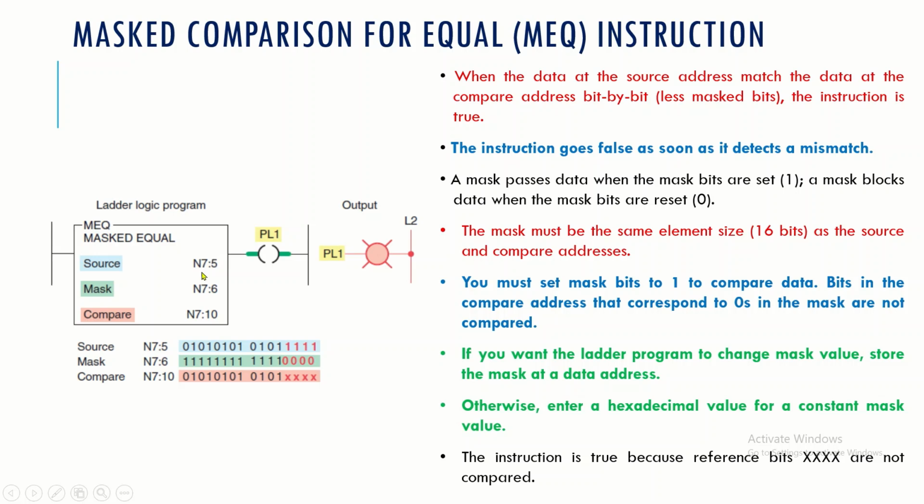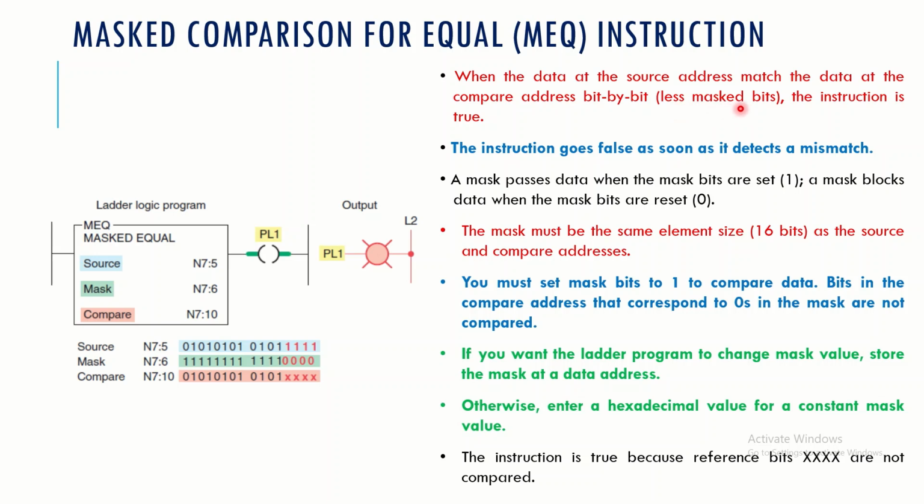These things are the variables N75, N76 or N710. These are the variables that you can put, and inside these registers you can put your data. Now you see that while reading this statement I had missed one thing, less masked bits. So the instruction is going to be true when each and every bit of the source data is exactly identical to each and every bit of the compare data, less the masked bits.